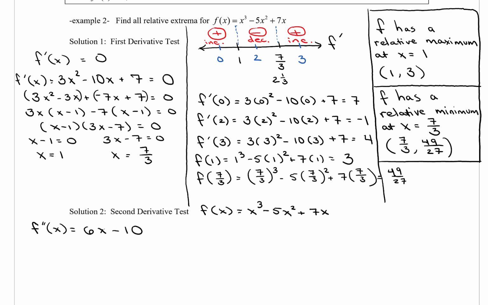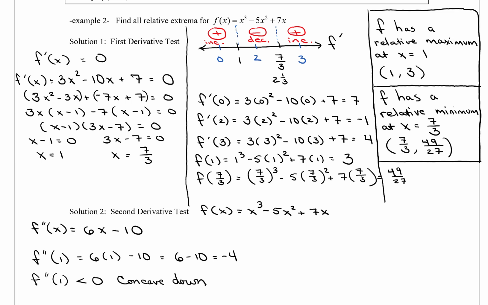So I'm just going to refer to the top problem where I have x equal to 1 and x equal to 7/3. I'm going to substitute these critical values into the second derivative. So f double prime of 1 is going to be equal to 6 times 1 minus 10, which is equal to 6 minus 10, which is equal to -4. F double prime of 1 is less than 0. That means it's negative. So that means it's going to be concave down. And at x equal to 1, this is going to represent a maximum value. So I'm going to go ahead and draw a vertical line segment here.